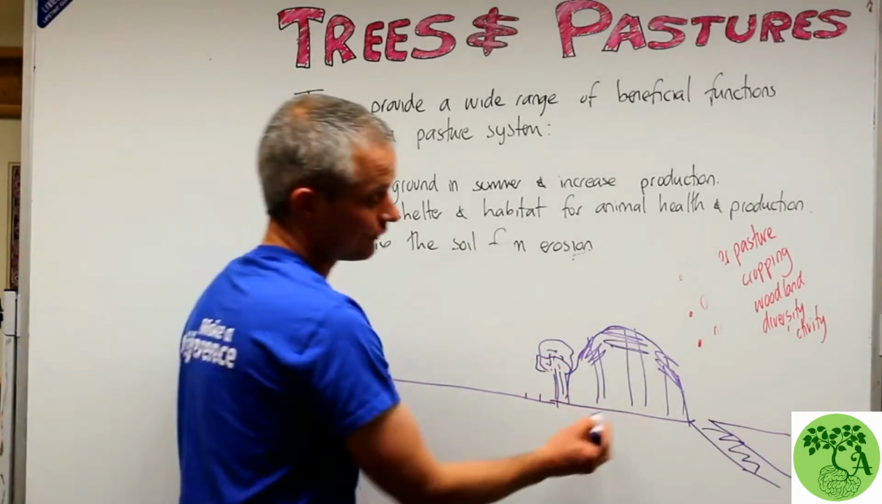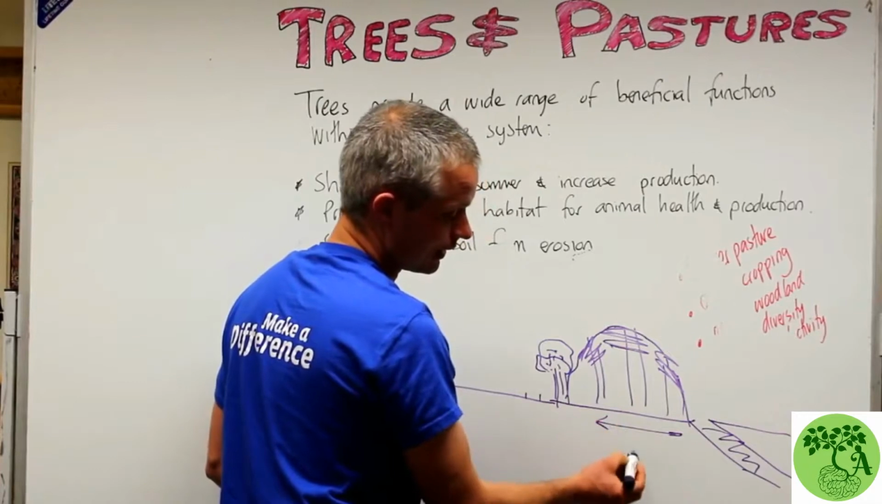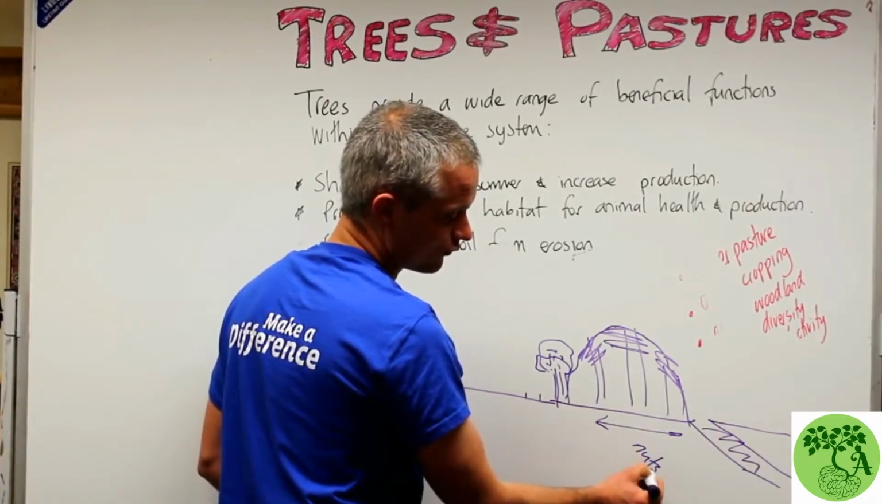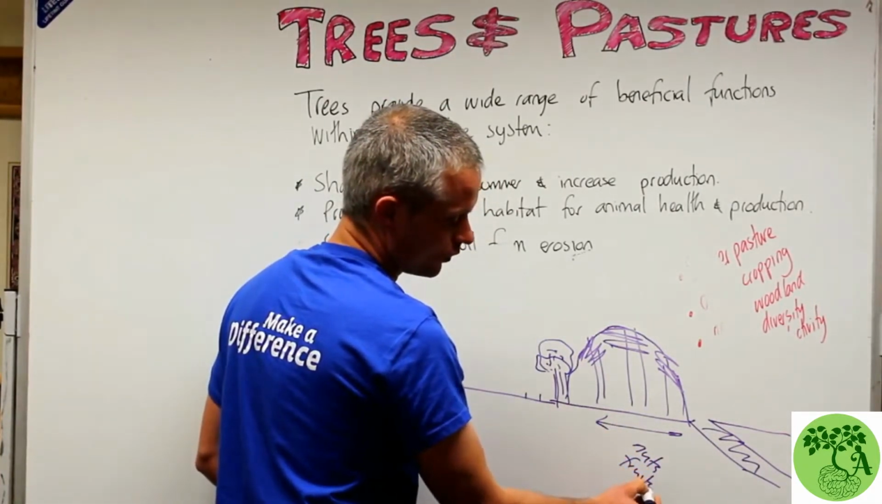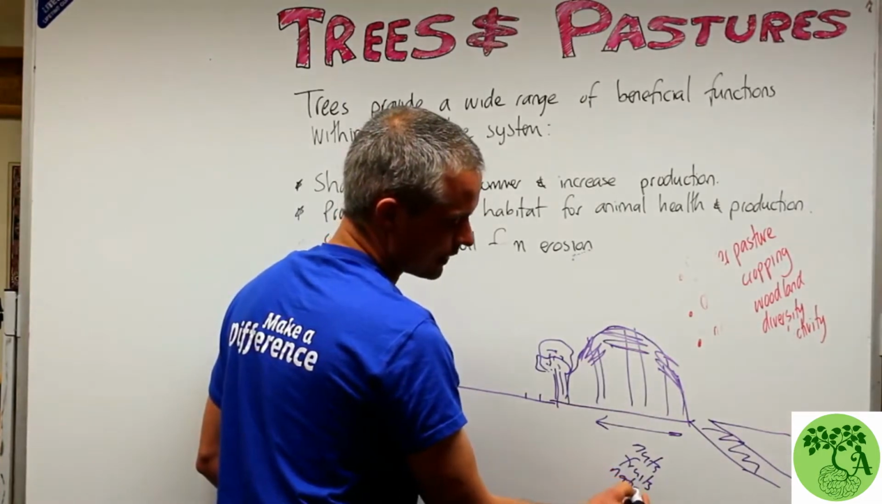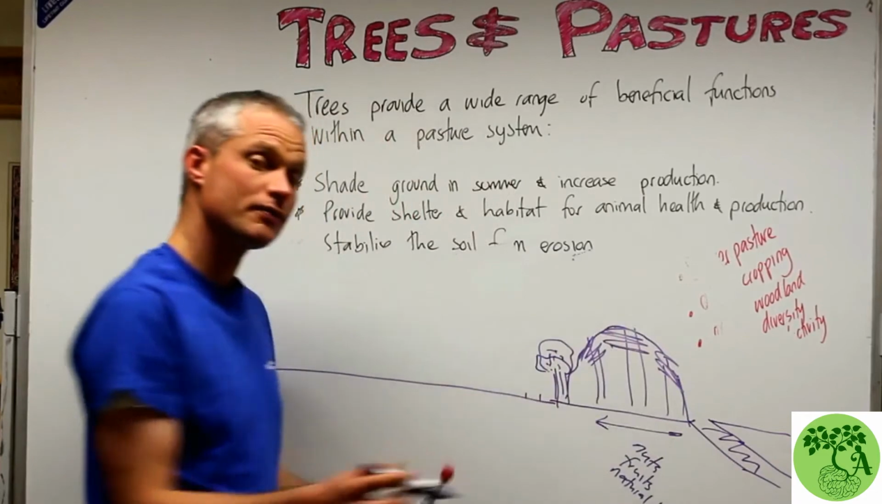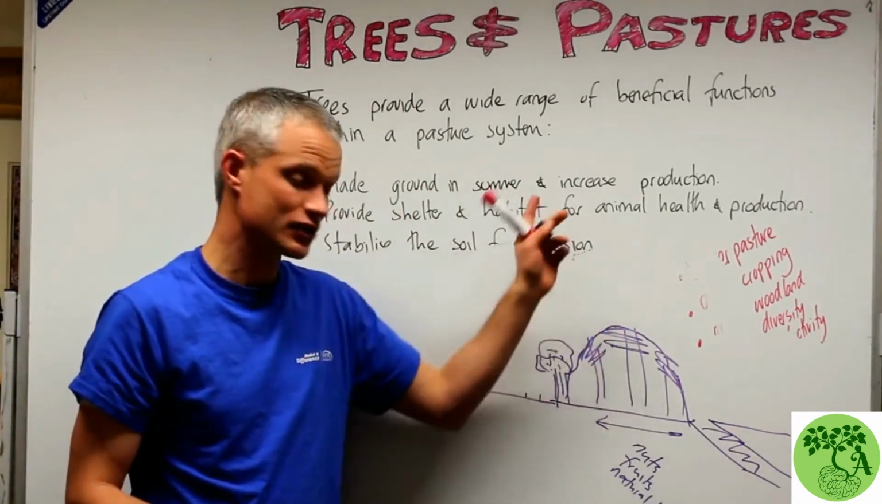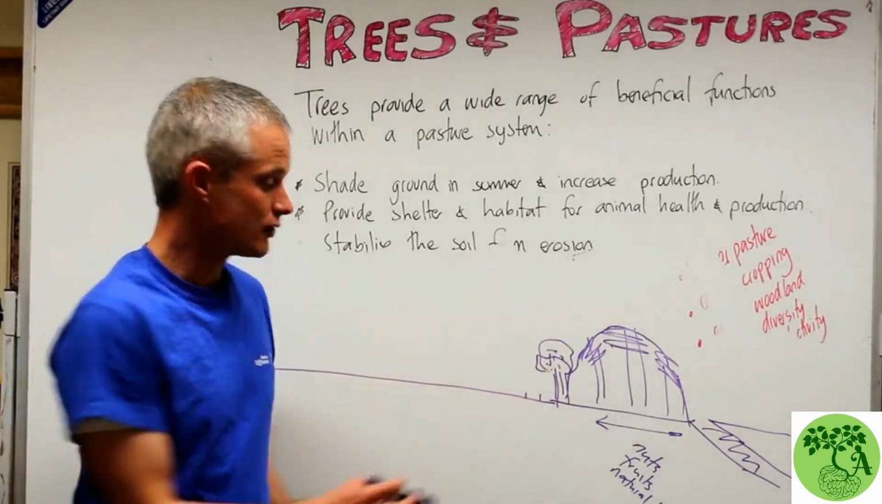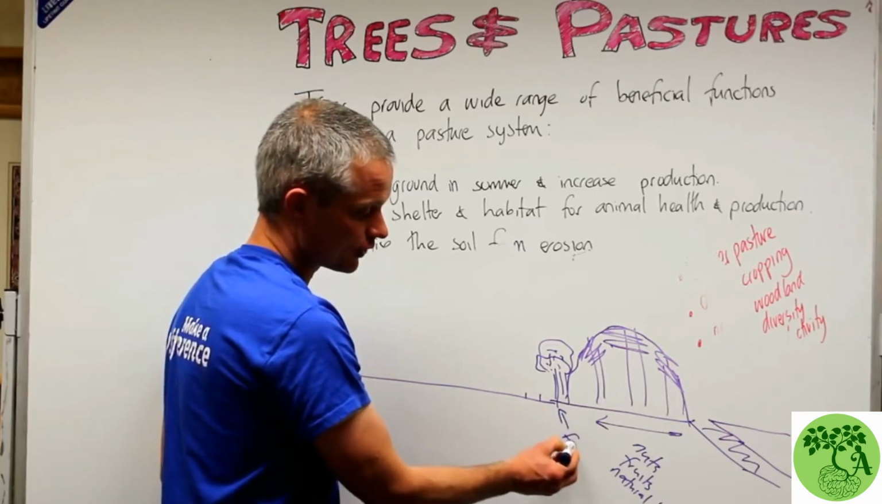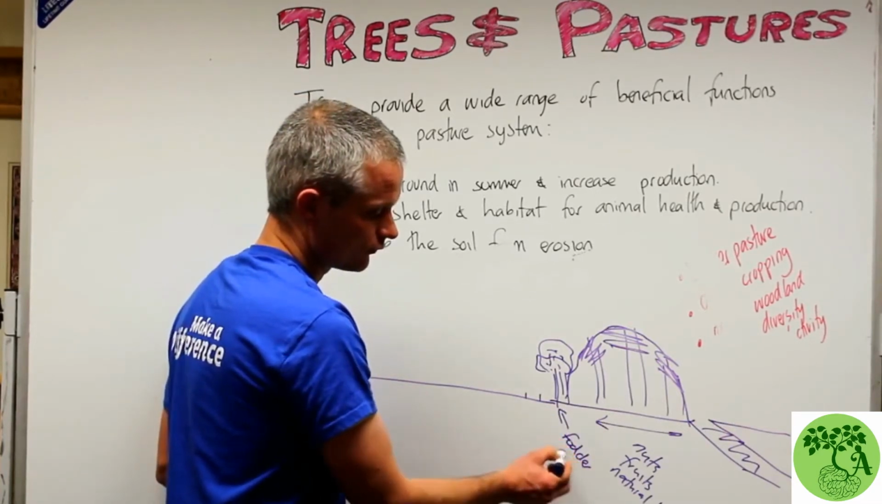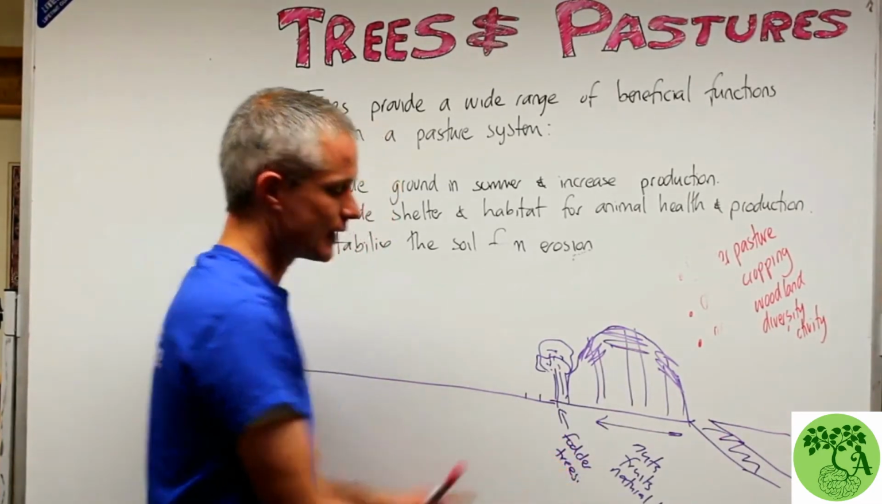So you're getting the benefits of your economic nuts or fruits or natural habitat in your windbreak or your silvopasture system, and on the edge of that you can incorporate some fodder trees for the browsers to feed upon.